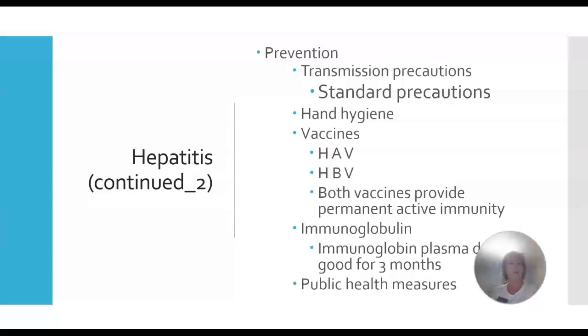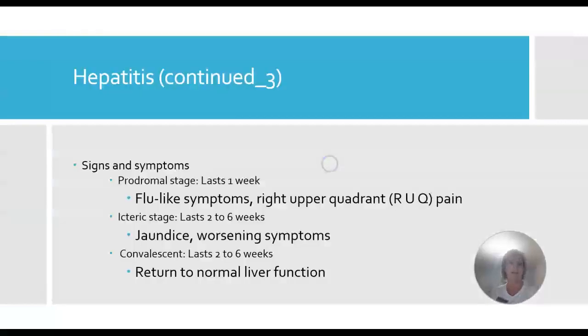We can give you immunoglobulins. An immunoglobulin comes from a plasma donor, and it's good for 3 months. So if somebody was exposed, we can give them the immunoglobulin and hopefully protect them from developing the HBV. And then, public health measures: making sure that we're keeping everything clean, wiping down all of our surfaces, and handling the waste products the way that we need to.